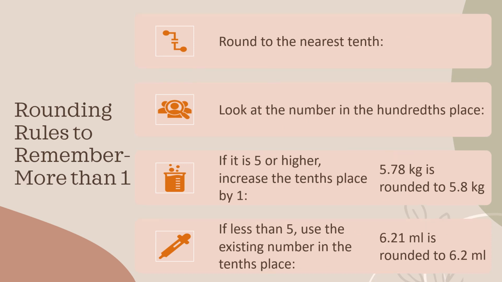If our number is greater than 1, then we're going to round to the nearest 10th decimal place. To do this, we're going to look at the number in the hundredths decimal place, and if that number is 5 or higher, then we increase the tenths place by 1. So 5.78 would round to 5.8. If the number in the hundredths place is less than 5, we're going to use the existing number in the tenths place. So 6.21 would round to 6.2.